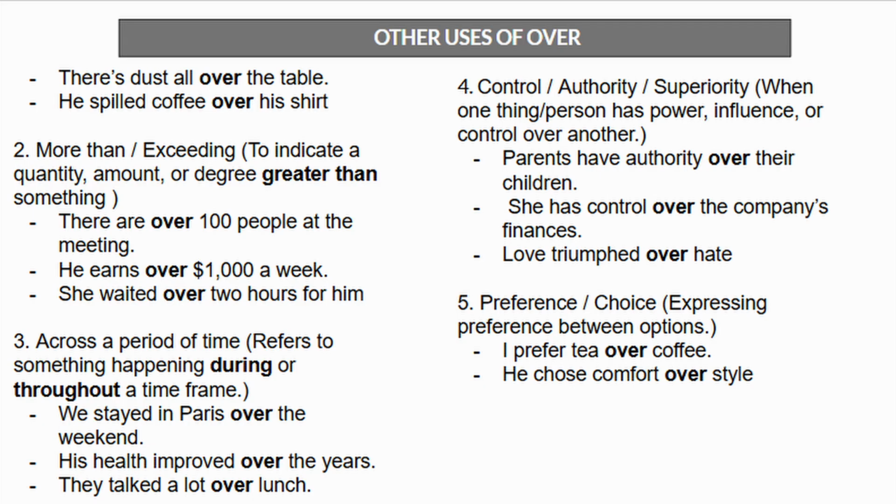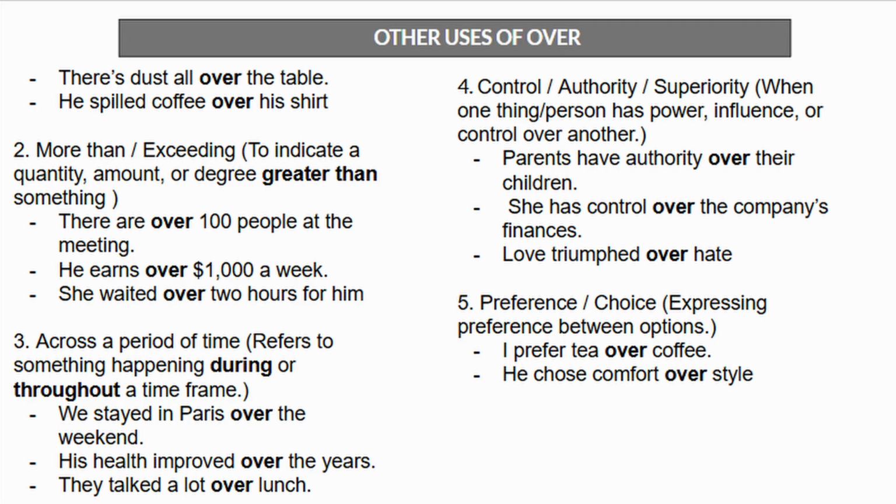Number four, we again use over when we refer to control, authority, superiority, or when one thing or person has power, influence, or control over another. You have control, you have influence, you have power, you are superior, you have authority over a person. So you will still use over. Please listen to these examples.